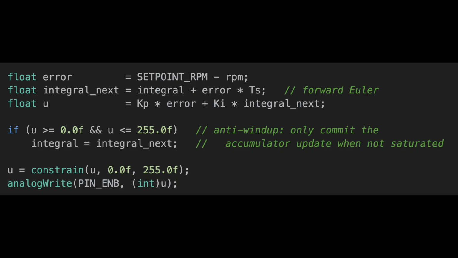One thing the textbook omits: anti-windup. When the output is saturated, the integrator keeps accumulating, and when saturation lifts, the pent-up integral causes overshoot. One if statement fixes it. That is the only meaningful difference between textbook PI and firmware PI.